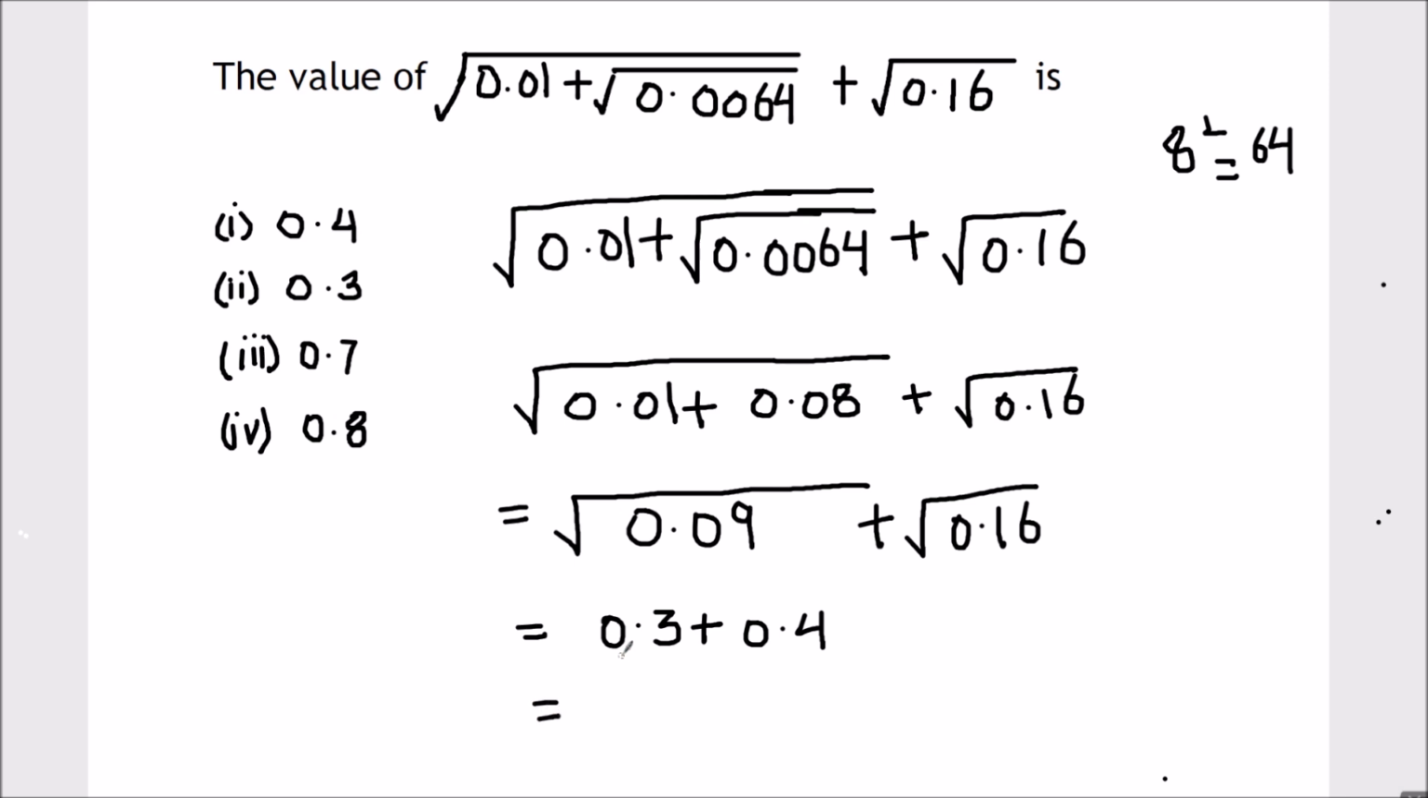Now we'll add the two. 0.3 plus 0.4 is 0.7. So our final answer is 0.7. Hence option C is the correct answer. So this is how we solve these kind of problems.